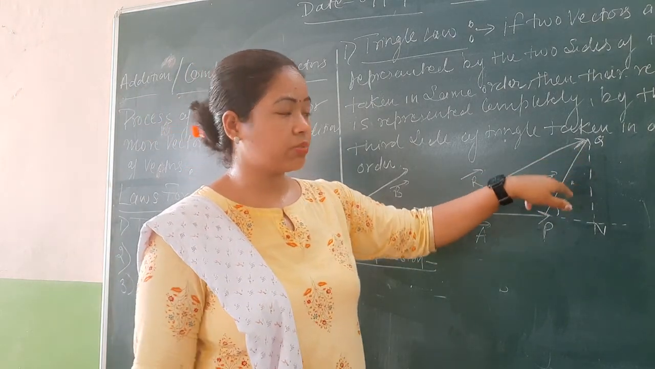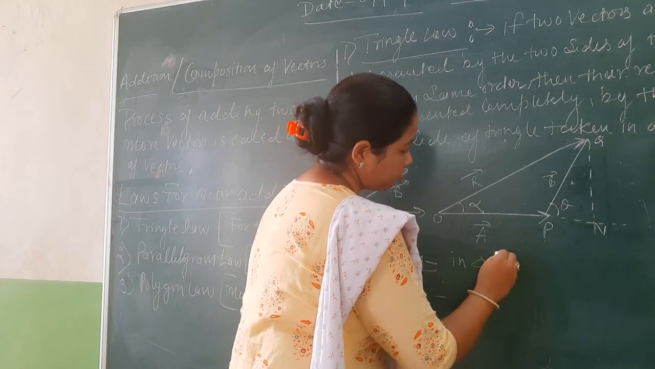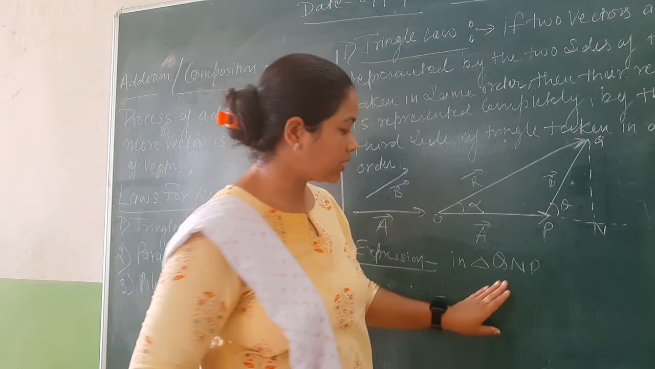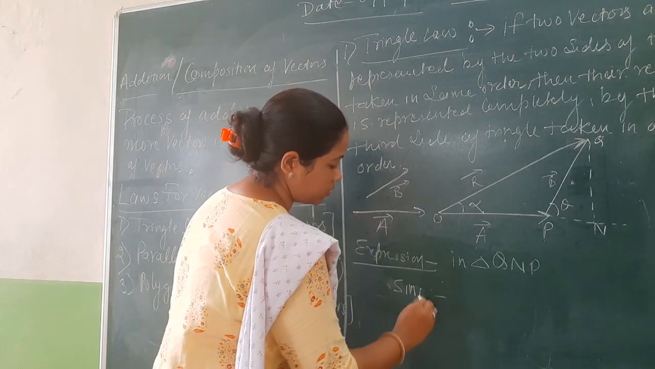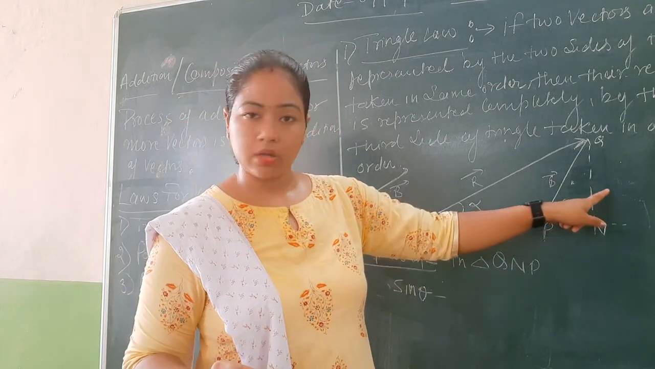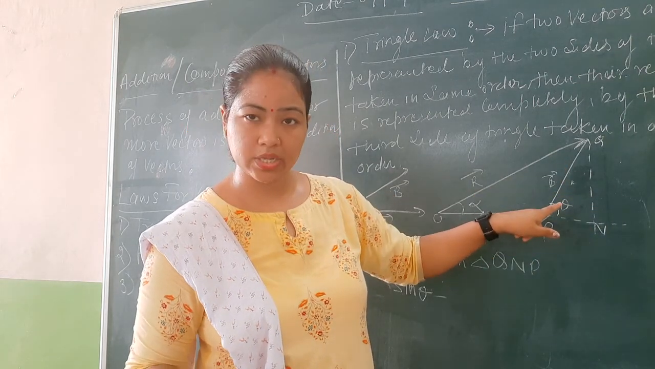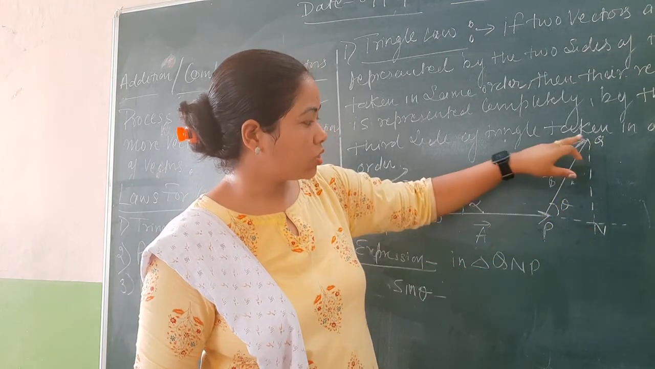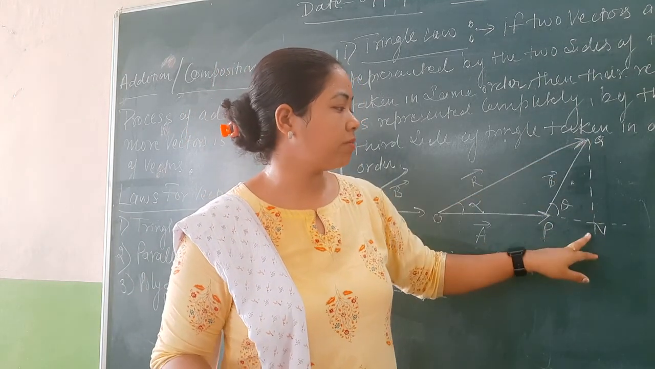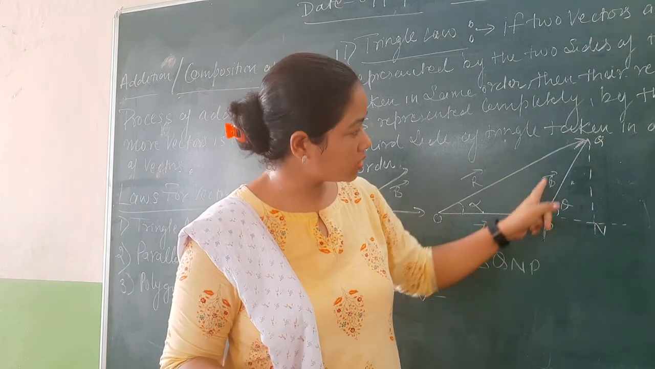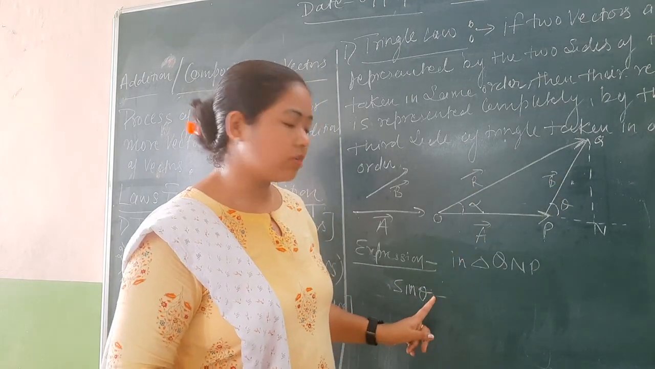If we see the very small triangle, in triangle QNP, if we calculate the value of sine theta, so this is the angle, the opposite side of the angle is taken as the perpendicular, this is the base and this is the hypotenuse, the rest of the side will be taken as the hypotenuse. So PQ will be the hypotenuse, PN will be the base and QN will be the perpendicular for this small triangle, right? So from this triangle, firstly we will calculate the value of sine theta.